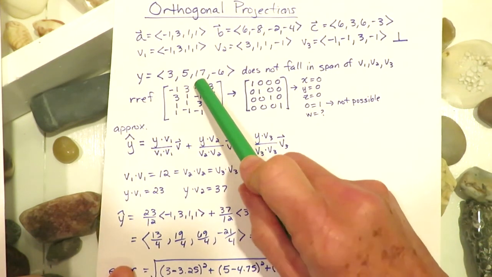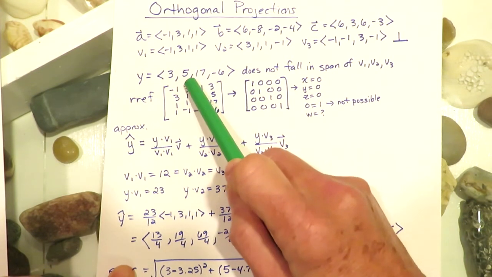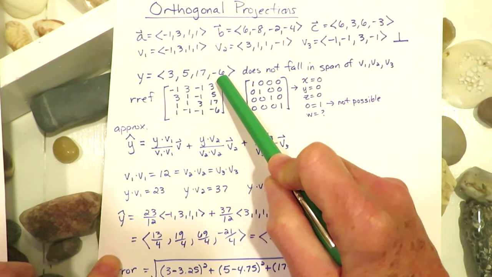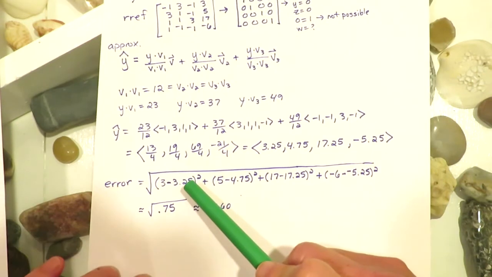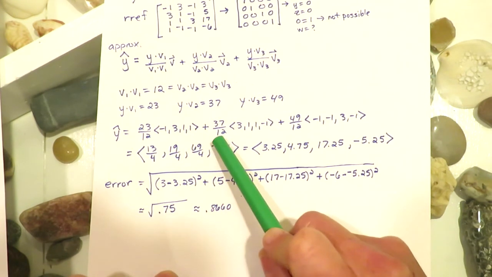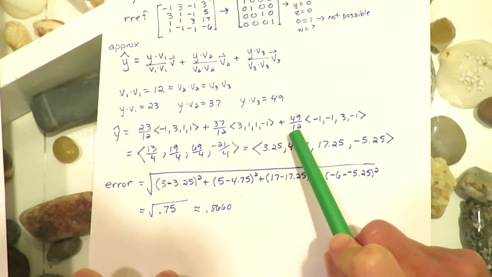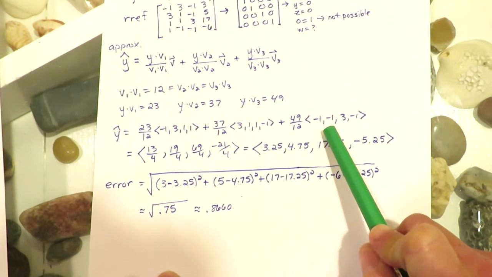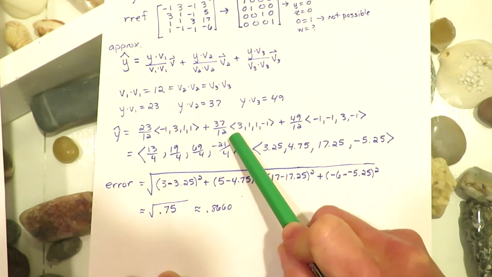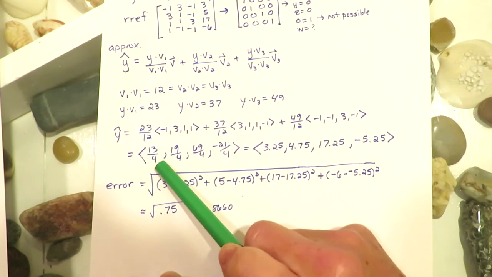Again, you're dotting this vector with each of these. Okay, so 3 times -1 plus 5 times 3 plus 17 times 1 plus -6 times 1. That would be the dot of Y with V1. So forming our projections, we have 23 over 12 multiplies V1, 37 over 12 multiplies V2, 49 over 12 multiplies V3, and if I carefully do that arithmetic, adding -23/12 to 3 times 37 twelfths to negative 49 twelfths, I get 13 fourths.